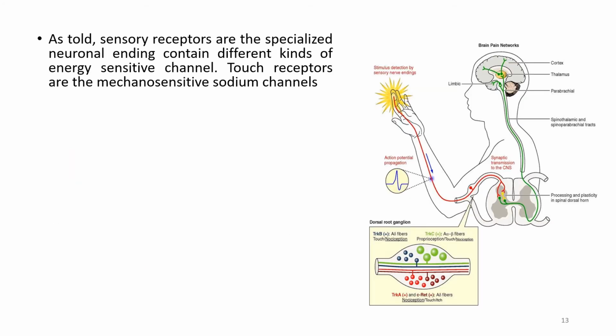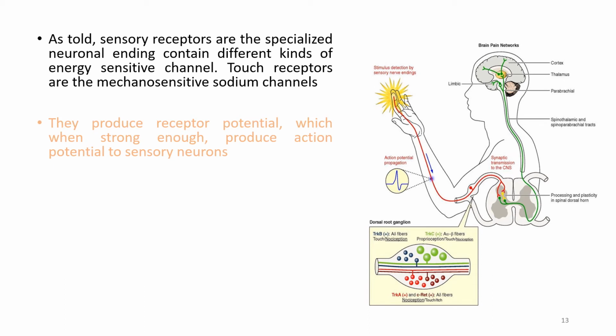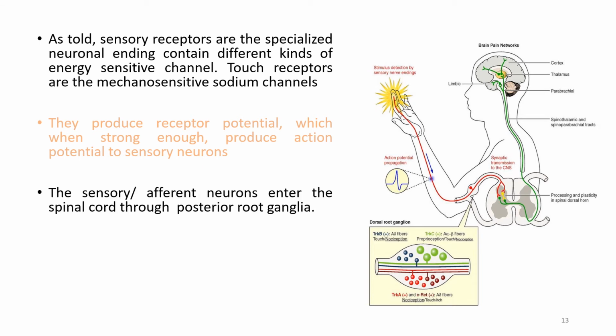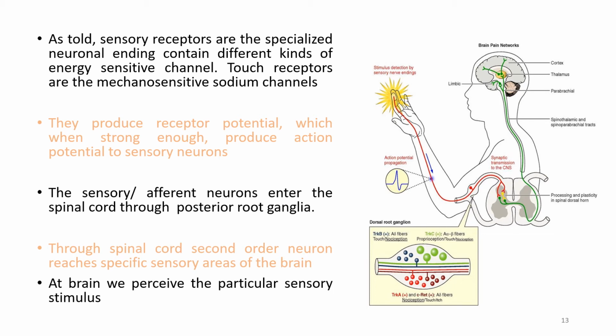As told, sensory receptors are specialized neuronal endings containing different kinds of energy-sensitive channels. Touch receptors are mechanosensitive sodium channels. They produce a receptor potential, which when strong enough produces an action potential in the sensory neuron. The sensory or afferent neurons enter the spinal cord through the posterior root ganglia. Through the spinal cord, the second order neuron reaches the specific sensory areas of the brain. At the brain, we perceive the particular sensory stimulus.